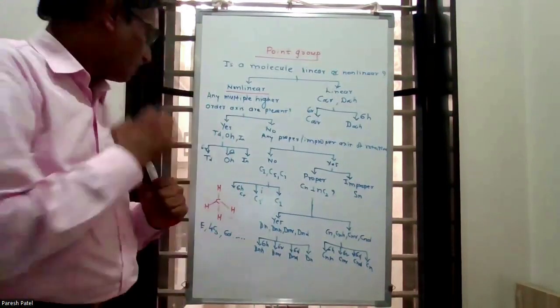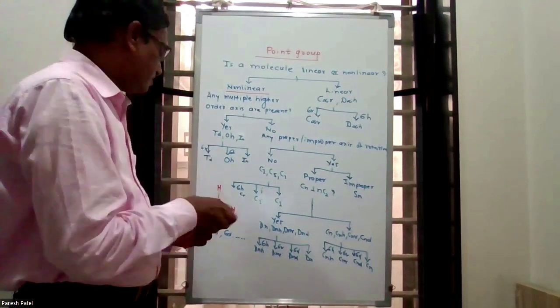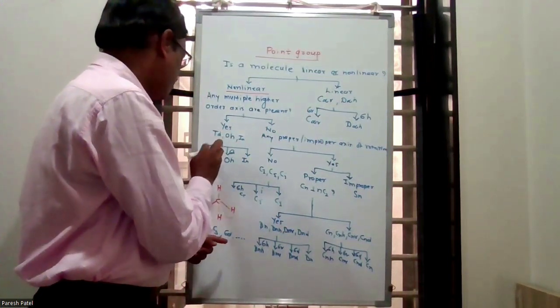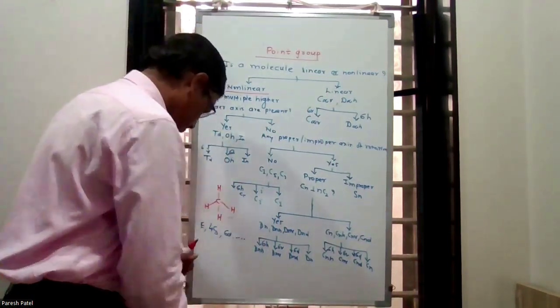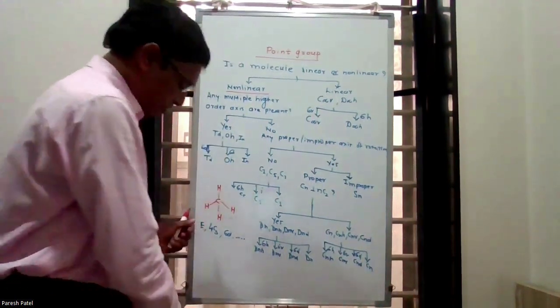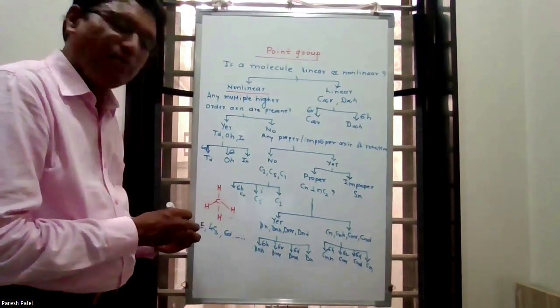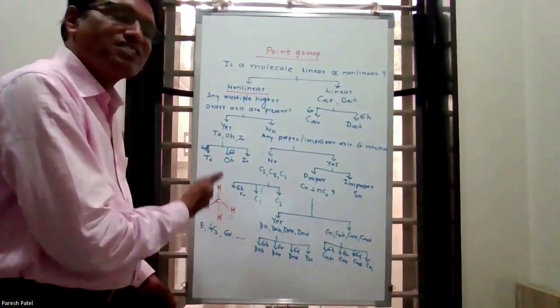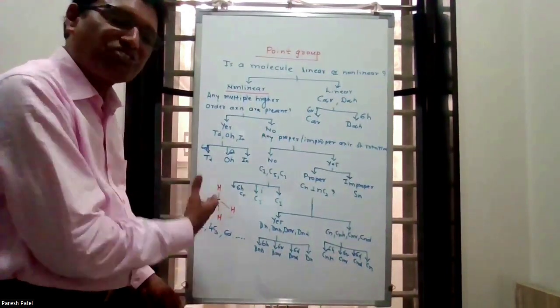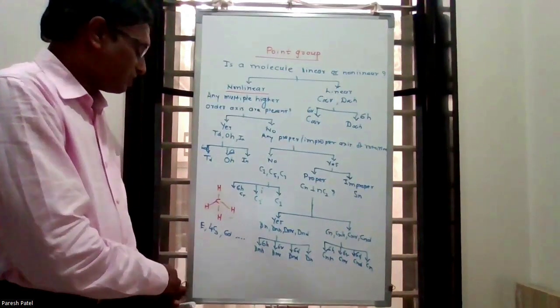Sigma D is present. It means the point group is TD. TD means tetrahedral, or we can say the shape of the methane molecule is tetrahedral. So TD point group is present.